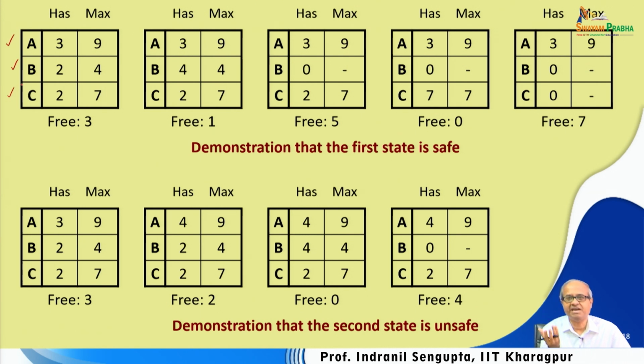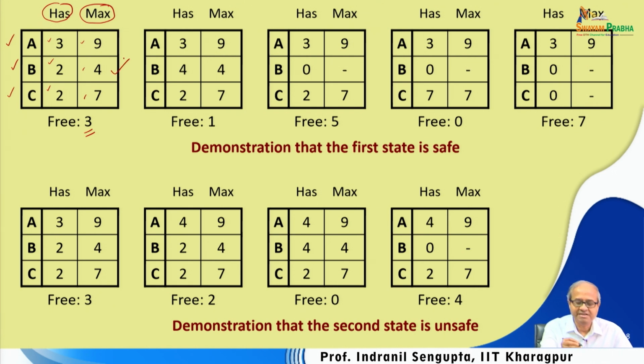Let us assume there is a single resource type for simplicity. Assume that there are 3 instances which are currently free, and A has so many resources and the maximum resource requirement is this. So, you see that with 3 free resources, A cannot finish, A needs 6 more, C needs 5 more, but B needs 2 more. So, B can finish.